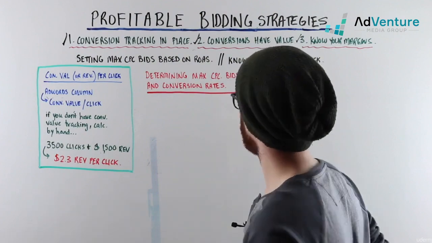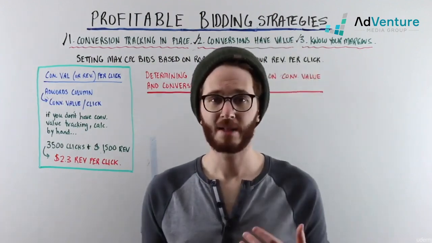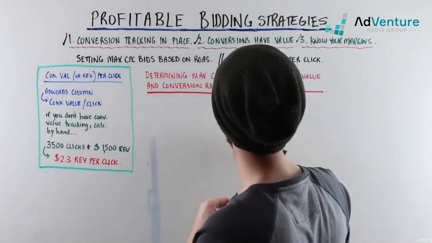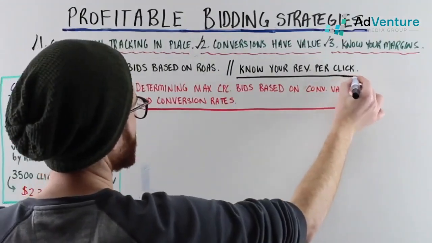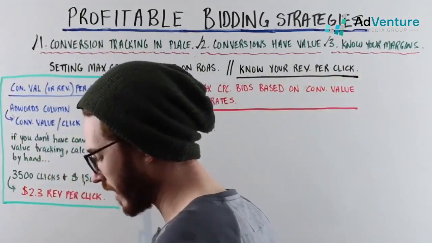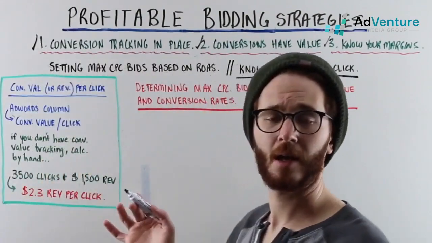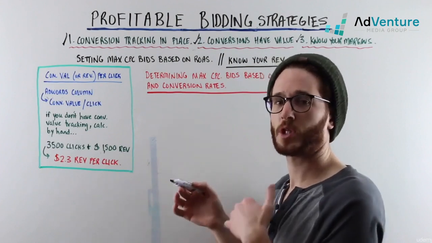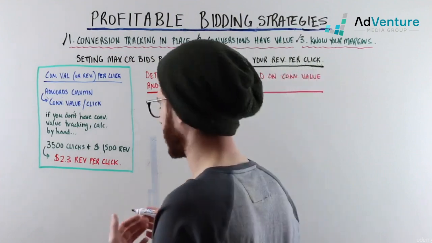One of the most important metrics to look at when determining what a max CPC bid should be is your revenue per click, okay? You need to know your revenue per click. It's a very important metric because it's going to help us determine what our max CPCs should be. Now, it's not a metric that we're going to use in every formula, but it's something which is important to get a sense of as you're looking at the keywords in your account.